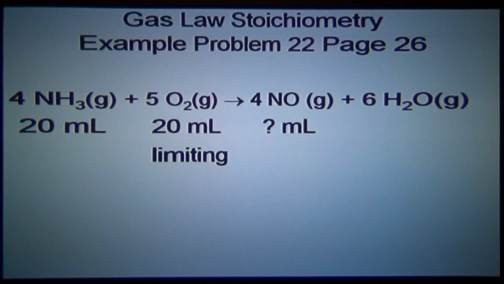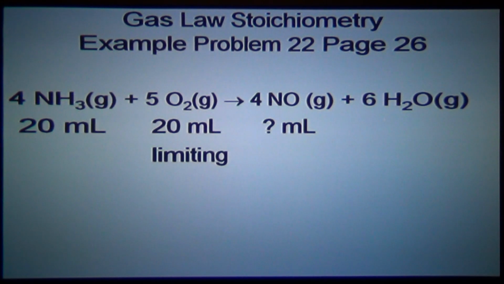Based on that 4-to-5 ratio, for every 4 parts ammonia, we need 5 parts oxygen, and we simply don't have more oxygen here. We have the same amount as we do the ammonia. So the oxygen here is going to be the limiting reactant. It's going to run out first. And when the oxygen runs out, we're going to quit making products.